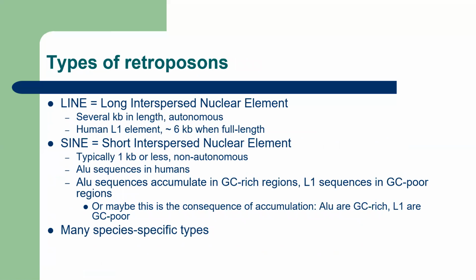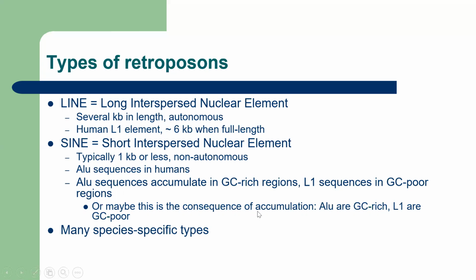And this I'll skip, just to give you the names of some types. We have L1 elements, which are several kilobases, and which are long interspersed nuclear elements. And then we have shorter versions that are less than 1 kb and are normally not autonomous. And one group of these is the so-called ALU sequences, which come up as millions of copies in our genome.